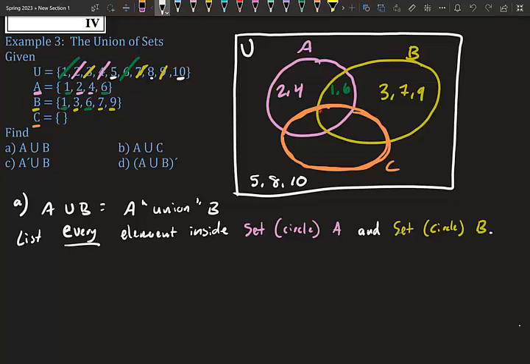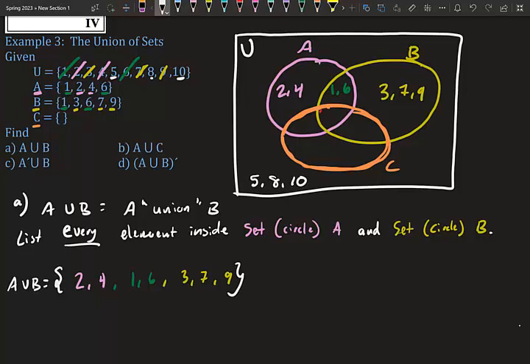So you're going to list every element inside set A and set B. Those are the circles. So everything inside those two circles. Every number inside those two circles. Now it does not need to be in order. So everything inside pink is 2, 4. We also have 1 and 6. And then everything inside B is 3, 7, 9.